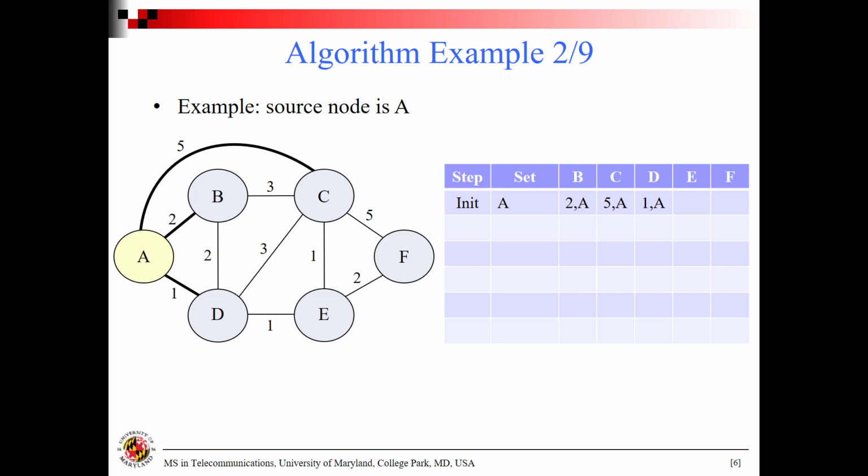Alrighty, so we have these 3 choices, right? B, C, D, and we need to pick the one that is closest to the source node, or which has the minimum cost from the source node.